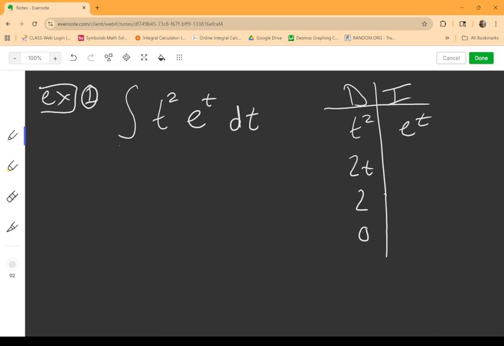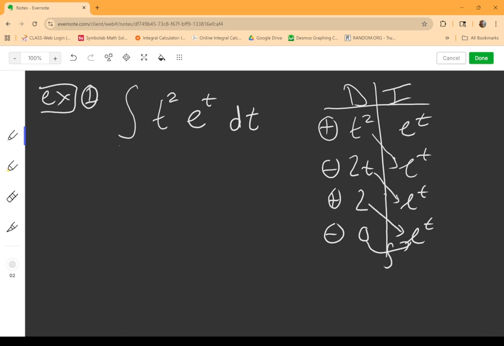And on the other side, it's easy: e to the t, e to the t, e to the t. So plus, minus, plus, minus. Then we'll slide down those arrows. The last one is the integral, but that's 0. So my resulting integral is t squared e to the t minus 2t e to the t plus 2 e to the t, and then again, don't forget the plus c, since that last one is an integral.